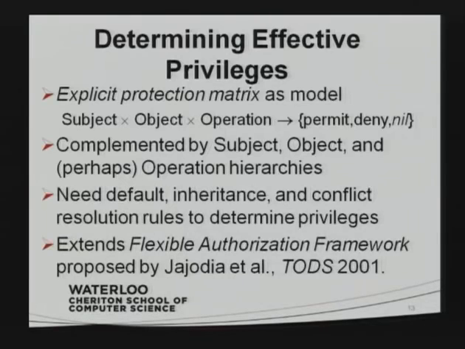So by default, I need some sort of inheritance rules, and I need some sort of conflict resolution rules. If I somehow work out under one path that you do have permission and under another path that you don't have permission, the question is, how do I resolve that conflict? Do I, at the end, grant you the permission, or do I deny the permission? This is what we're going to look at for the rest of this talk. And it's really extending some work that was done by Jajodia and others, more than 10 years ago now.